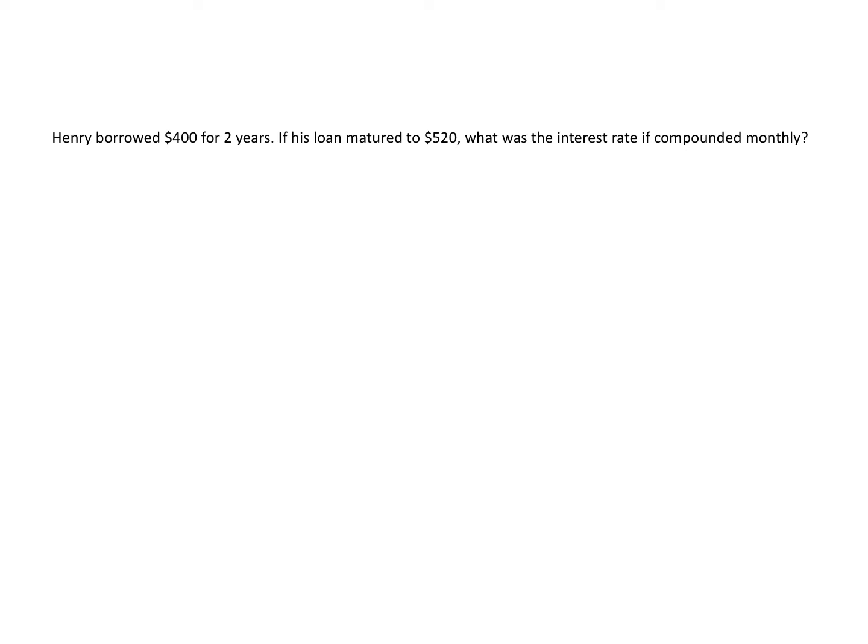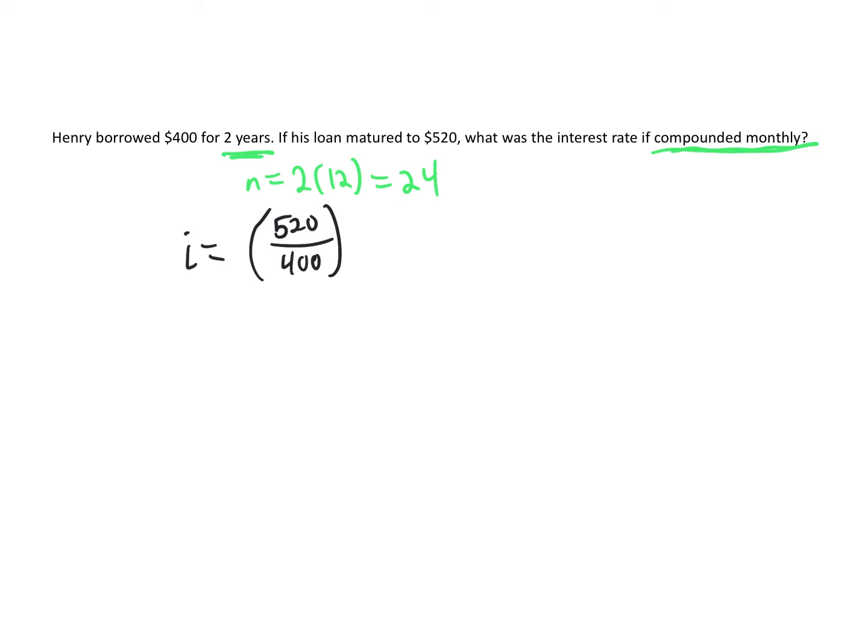So this first example, Henry has borrowed $400 for 2 years and it's matured to $520, but we don't know the interest rate. Now, it's saying compounded monthly, so the very first thing I'm going to do is take this 2 years and calculate n, which will be 2 times 12, which is 24. From there, I can calculate my I using the formula. So I is equal to the future value divided by the present value to the power of 1 over n, minus 1.